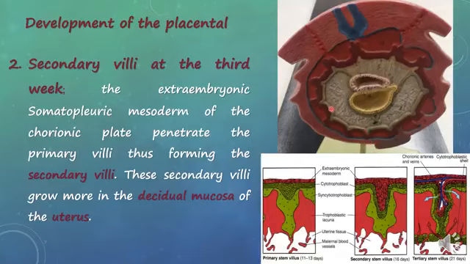You can see the somatopleuric mesoderm of the chorionic plate penetrates the primary villi, forming the secondary villi.